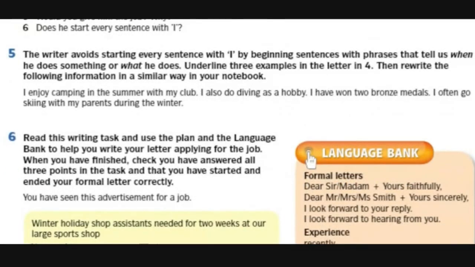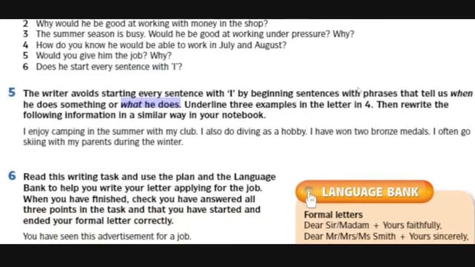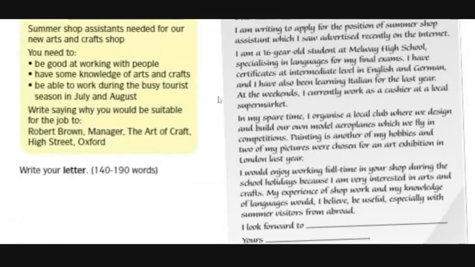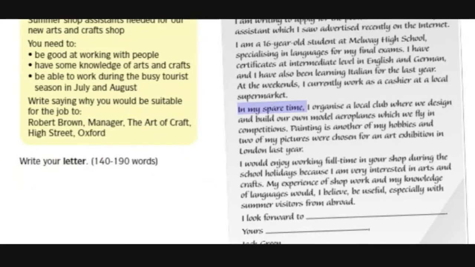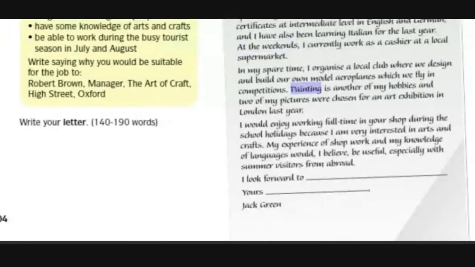Now, the writer avoids starting every sentence with I by beginning sentences with phrases that tell us when he does something or what he does, right? Underline 3 examples in the letter in 4, then rewrite the following information in a similar way in your notebook. Now, I have already told you the 3 examples, right? He tells us when he does something from here. In my spare time. This is one example. Another example, at the weekends. You see, he starts with when he does these things. And then what he does. Painting is another hobby. So 3 examples here. He didn't start the sentence with I. And also this sentence, my experience of shop work. He starts with something he does instead of starting with I.